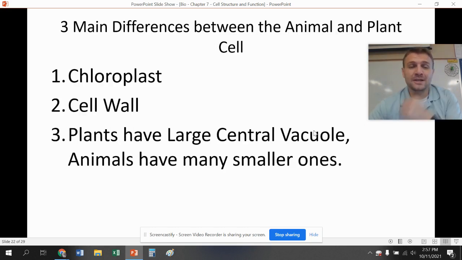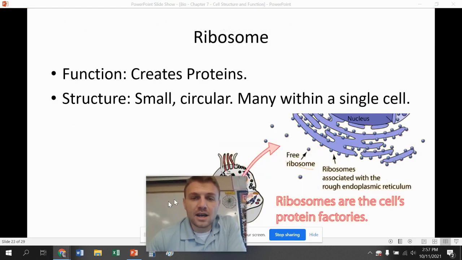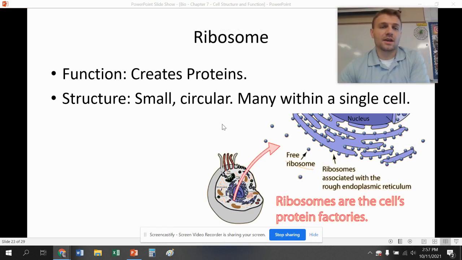Three main differences between animal and plant cells. One is the chloroplast, two is the cell wall, and three, plants have a large central vacuole. Animals have many small vacuoles. All right, another organelle that all cells are going to have are ribosomes, and this creates proteins. This is our place to manufacture and produce proteins. It's small, circular, and there are many within one single cell. So there are a ton of these in each cell.